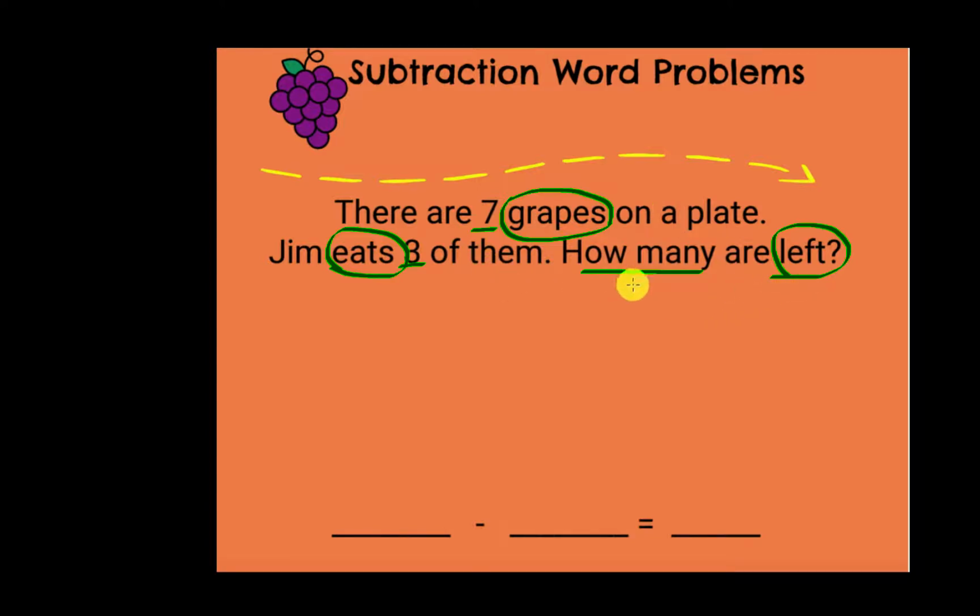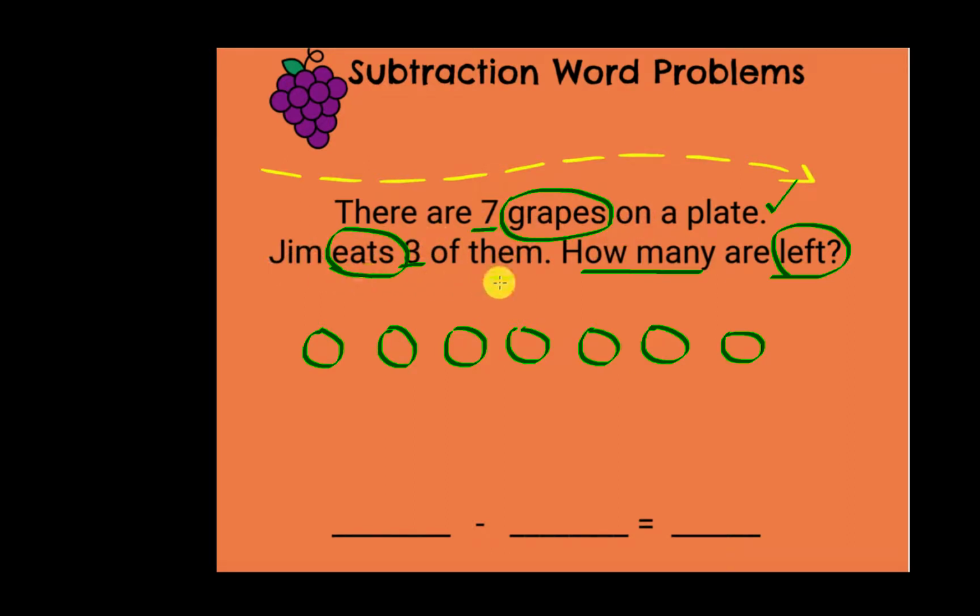So let's break this down. I like to say break it down. Break it down. That's how I teach this with the other kids. So let's break down the first sentence. There are 7 grapes, so let's draw 7 grapes. 1, 2, 3, 4, 5, 6, 7. Okay, let's put a check mark. We have identified what's going on in the first sentence.